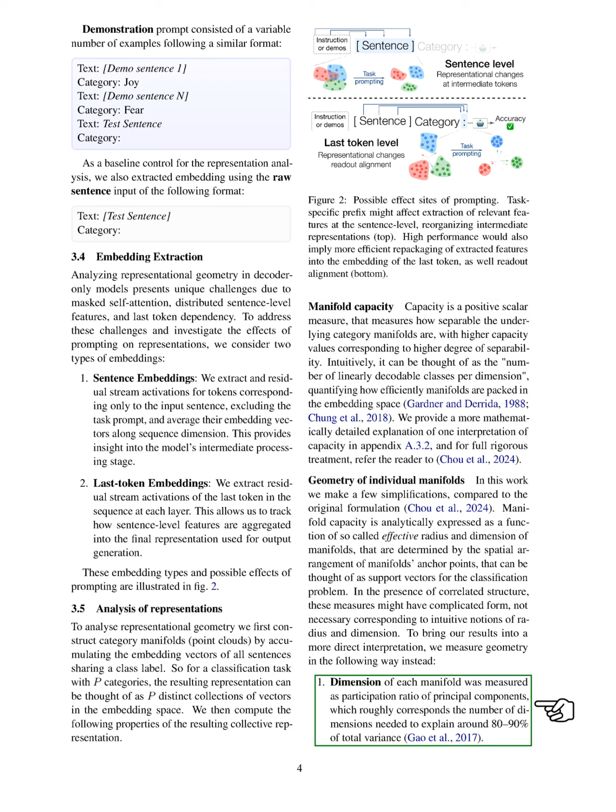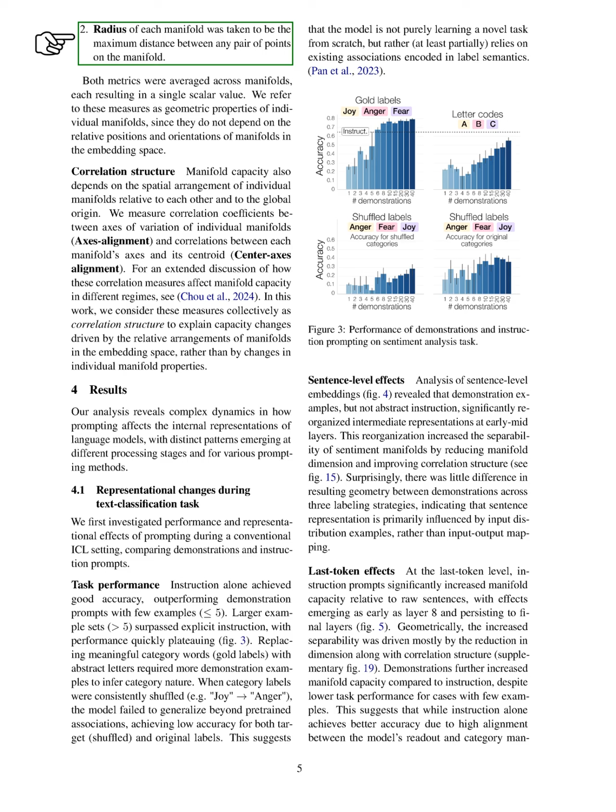We measured the dimension of each manifold using the participation ratio of principal components, which corresponds to the number of dimensions needed to explain a significant portion of the variance. The radius of each manifold was defined as the maximum distance between any 2 points on it. We averaged these metrics across manifolds to obtain single scalar values, which we refer to as the geometric properties of individual manifolds, as they do not depend on the relative positions of the manifolds in the embedding space.